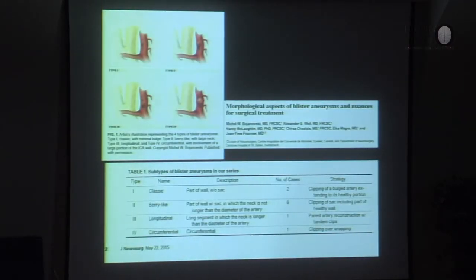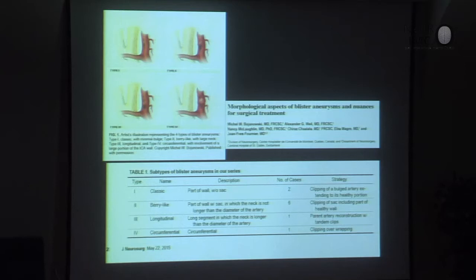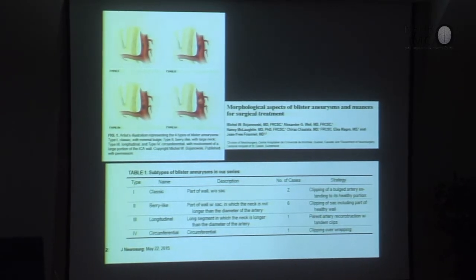That's why some groups try to classify the morphological aspects of the blister aneurysm. Of course, they start as a little blister shape and then go on to fusiform enlargement. It is understandable theoretically, because the disruption of the elastic laminas and the weakening of the vessel can create a fusiform nature.